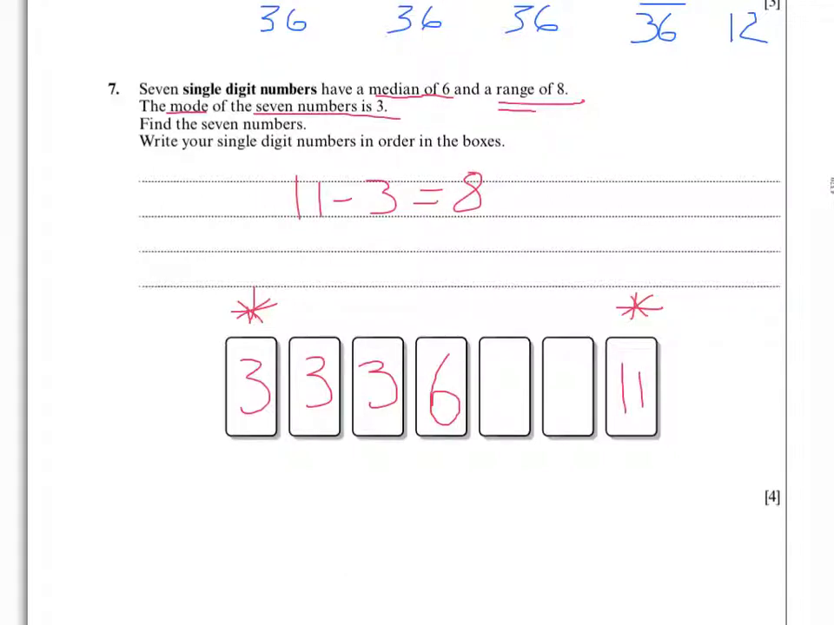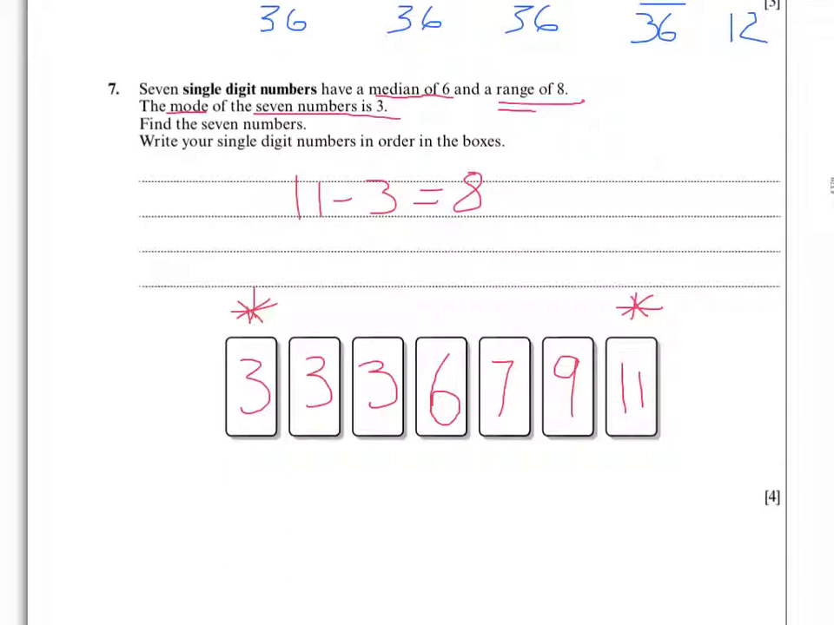Now, to fill in the last 2 gaps, we just want to make sure that 6 stays as the middle number. So I can choose any number here from probably 7 up to 10 if we wanted to be safe. Could have chosen 6 and 11, but we just want to make sure that we have that 3 definitely as our mode. So I'm just going to choose 7 and 9.